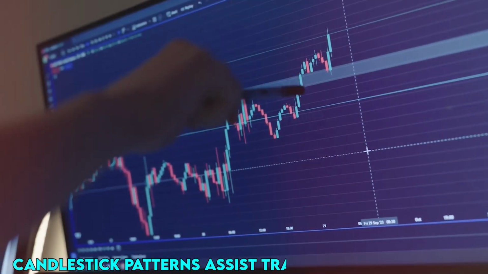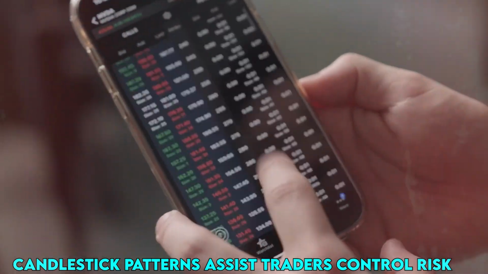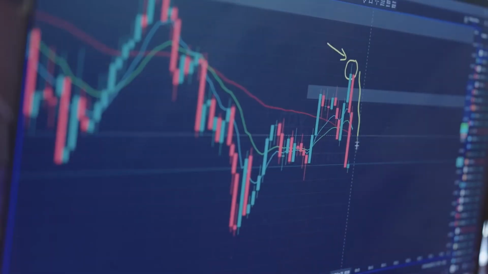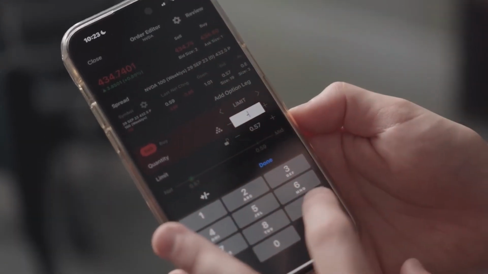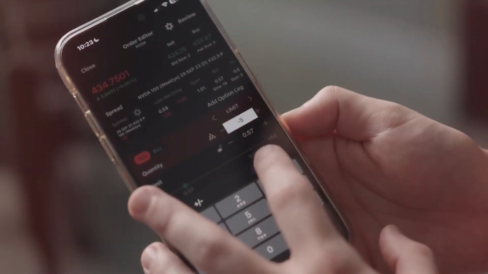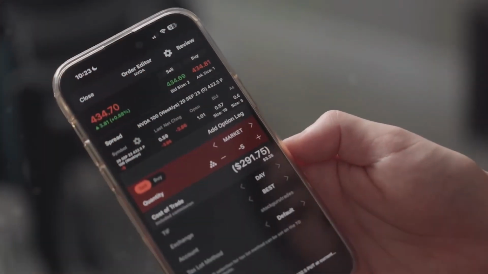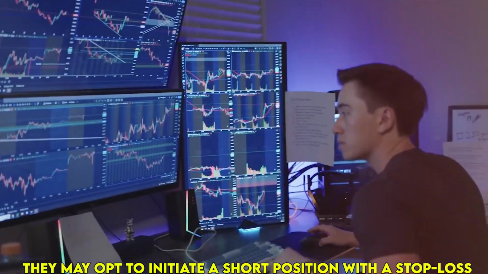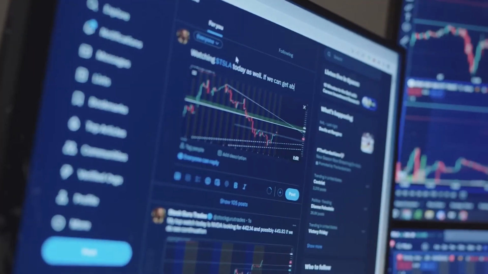5. Risk management. Candlestick patterns assist traders control risk by offering clear entry and exit signals. For example, if a trader notices a bearish engulfing pattern near a crucial resistance level, they may opt to initiate a short position with a stop loss above the pattern's peak in order to minimize possible losses.